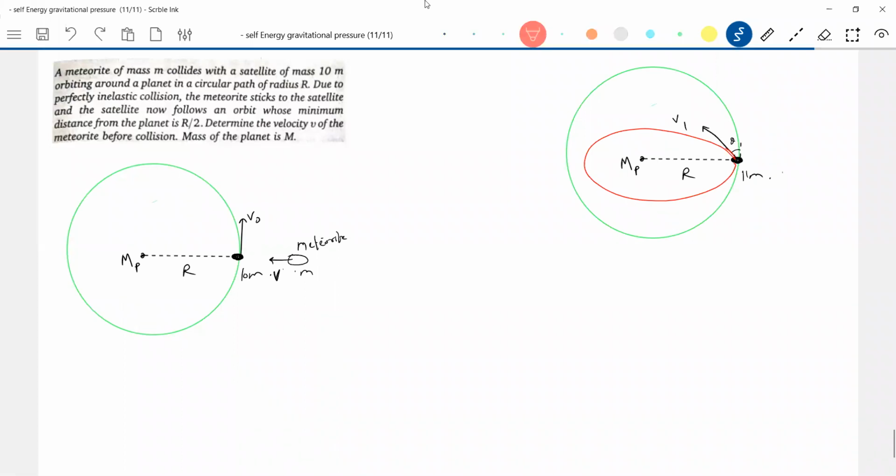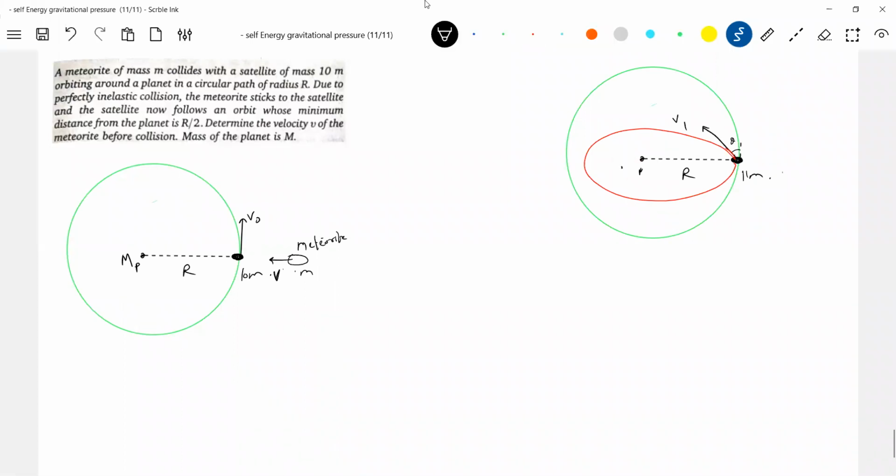Now this distance is r/2. So the planet should be at the focus. I think the rough diagram is not appearing good, the elliptical orbit. Okay, a little better now. And this is r by 2. So here it will have the velocity, say v2.